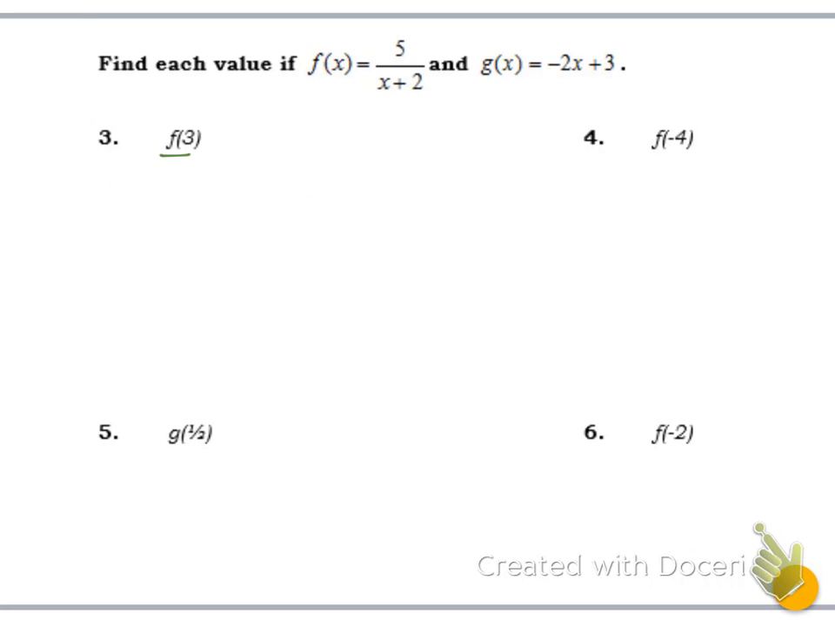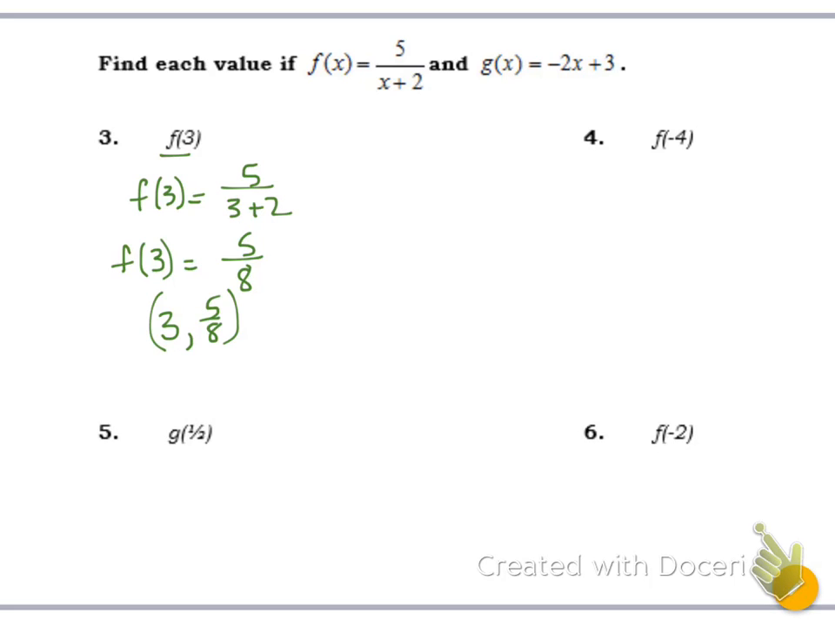Now we have to check to see if it's an f or a g, because I have an f and a g equation. This first one is an f. So I'm going to do f of 3 equals, I replace that x, and then I simplify. To simplify this, I just simplify my bottom. 3 plus 2 gets me 5. So 3 is my x value, and my y value I got out was that ugly 5 over 5.